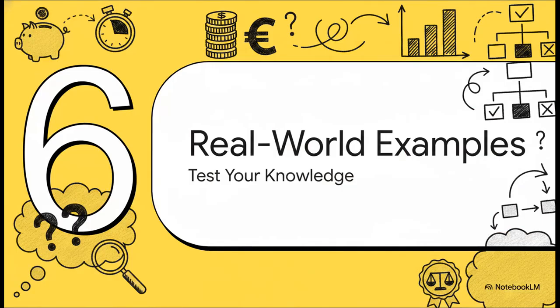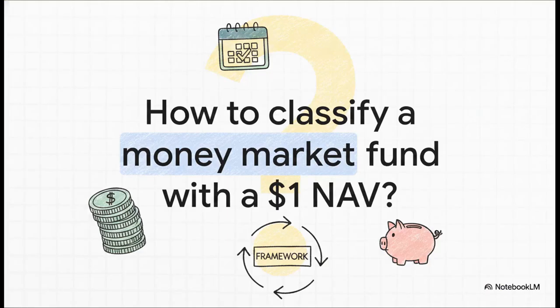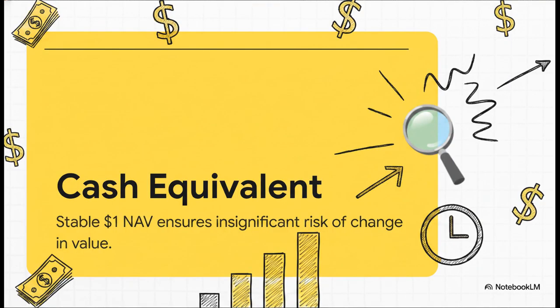Let's put this framework to the test with some real-world classification examples. So how about a common scenario? How would you classify a money market fund that you can tap into daily and it maintains a $1 net asset value? Think it through the framework. The answer is a cash equivalent. It passes the maturity and liquidity tests easily, but the magic here is that stable $1 NAV. Because the value stays perfectly stable at exactly $1, it sails right through our strict third test, an insignificant risk of change in value. It behaves just like a physical dollar bill.